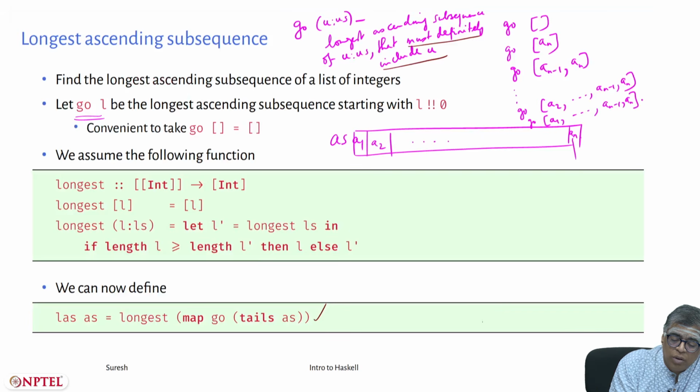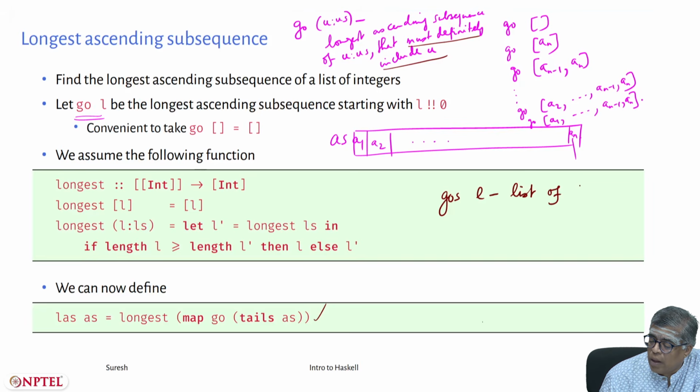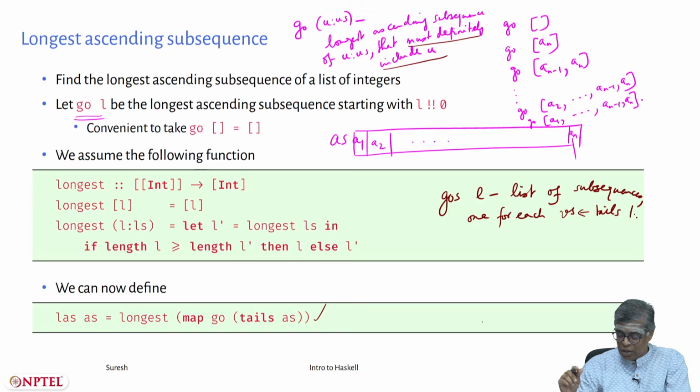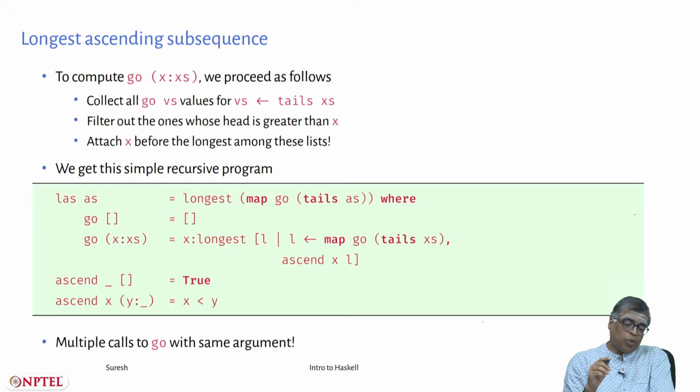Yeah, Go was defined to be this one subsequence. Now, you define Go to be a list of subsequences, one for each v in tails of x's, right? That is the point.